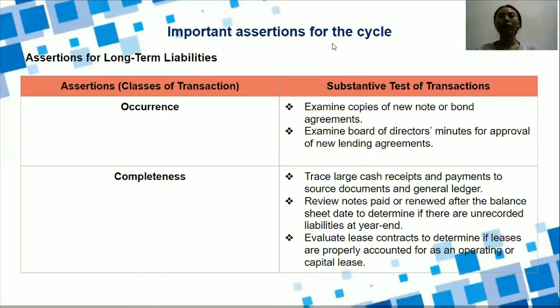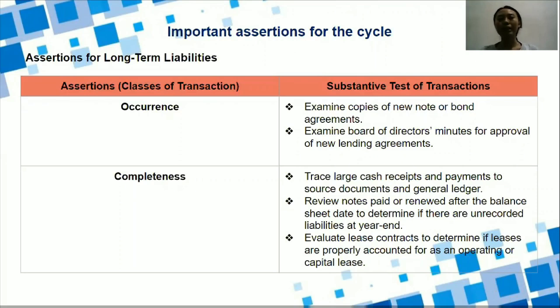Important assertions for the cycle. For the assertions, I already divided them into two big categories. The first one is assertions regarding classes of transactions, which relate with the profit or loss statement, and also assertions for account balances, which relate with the balance sheet of the company. Okay, the first assertion is about the occurrence. The auditor can do a task regarding this assertion by examining the copies of new notes or bond agreements, and also examining the minutes of the meeting of the board of directors.